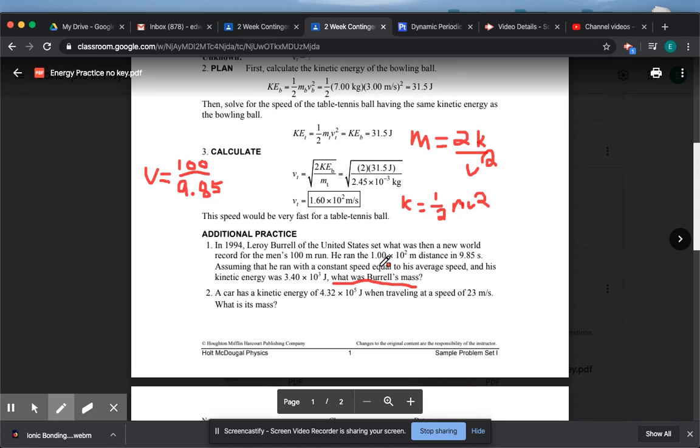So we want to know, what is Borel's mass? We have everything we need now. Okay, let me erase this because I need that space. We have everything we need to answer the question. So m is equal to, what is the kinetic energy? The kinetic energy is 3.40 times 10 to the 3, which is 3,400. Okay, that's 3,400.